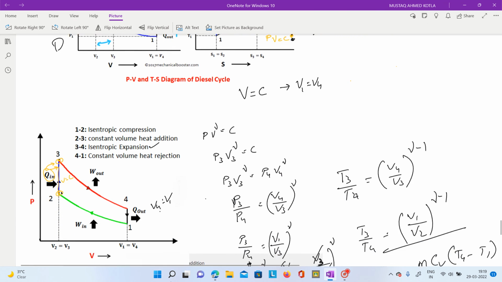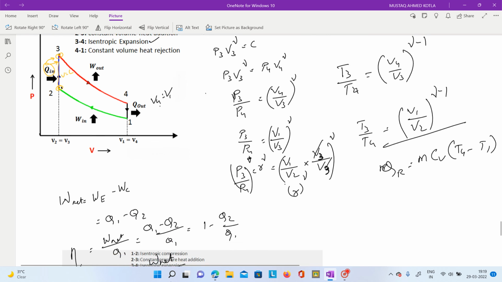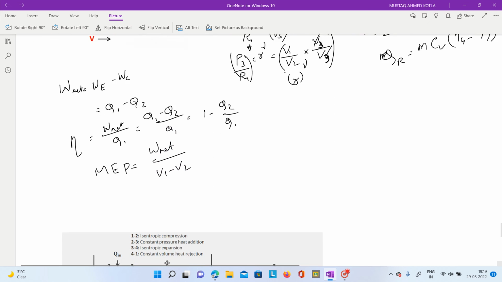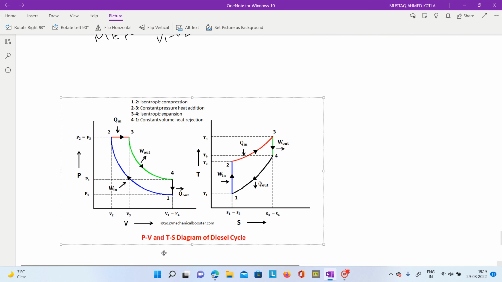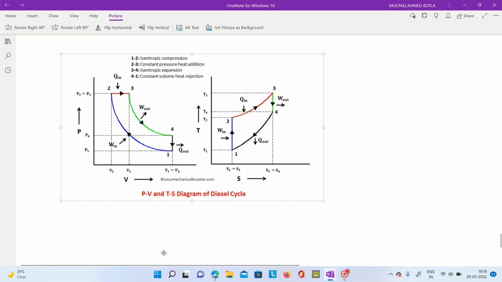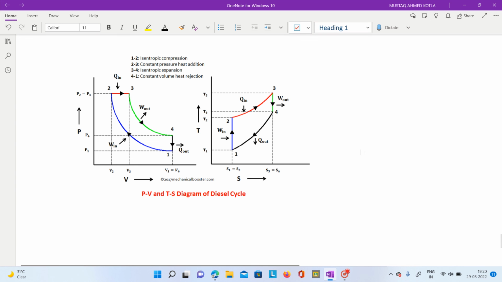I will bring this one here so that we can get it easily. Okay, the PV and TS diagrams are here. I won't focus on the TS diagram. I will just tell you from the PV diagram only. From the PV diagram we can solve the maximum part of the question. See, heat enters here.